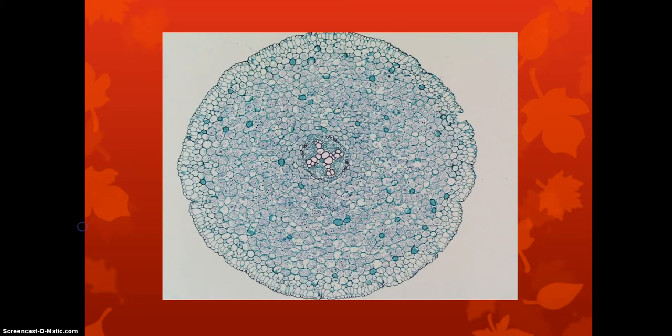Now let's look at this diagram. This is a cross-section of a root. Can you guess which of these are the water-carrying tubes and which are the food-carrying tubes? Now take note, there are different tubes for carrying water and different tubes for carrying food. So these are the water carrying tubes and these are the food carrying tubes.